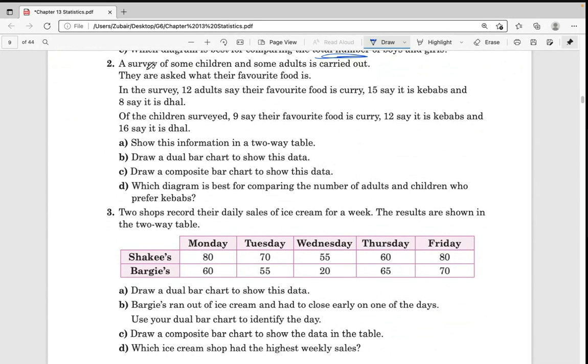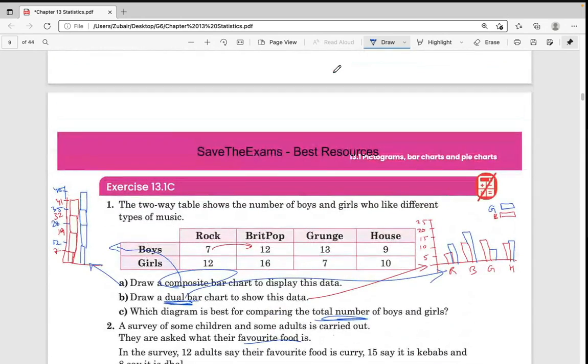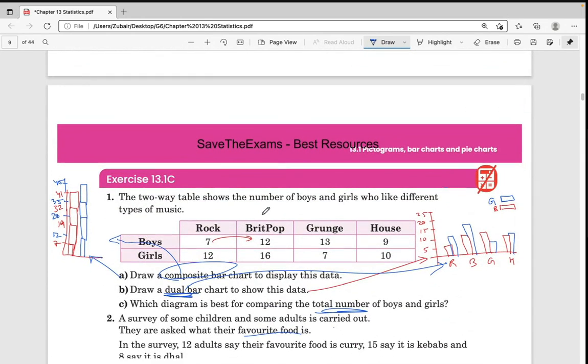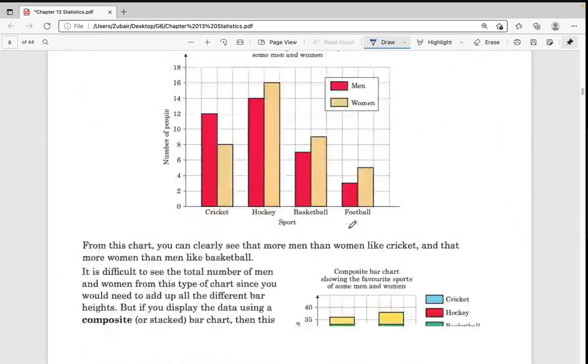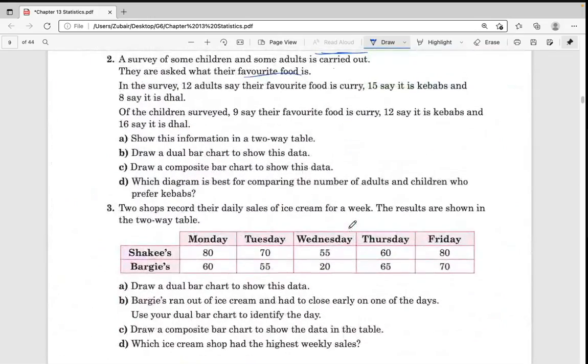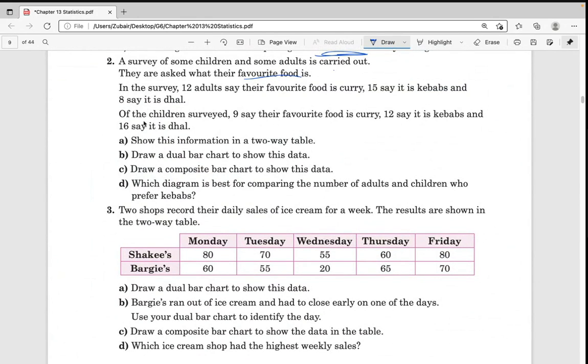A survey of some children and some adults is carried out. They are asked what their favorite food is. So it doesn't matter what we are dealing with, we just need to know the graphs. We were discussing the music, we were discussing the sports, now we are discussing their favorite food.